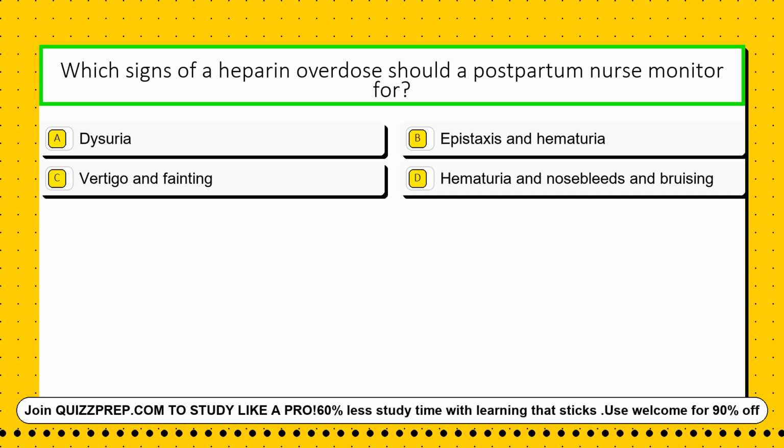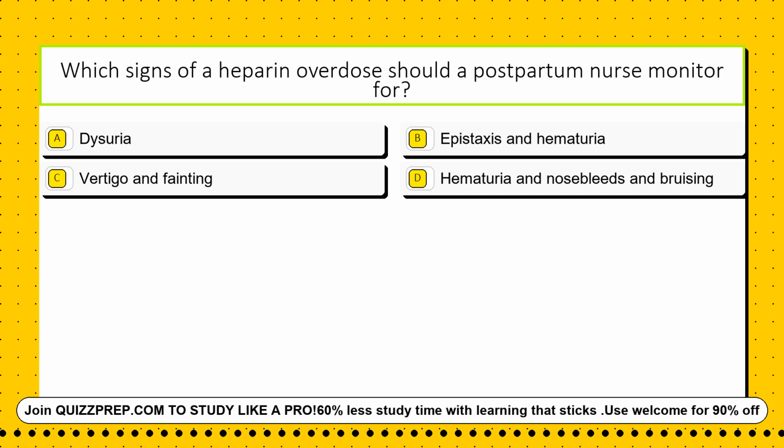Question 87. Which signs of a heparin overdose should a postpartum nurse monitor for? Option A. Dysuria. Option B. Epistaxis and hematuria. Option C. Vertigo and fainting. Option D. Hematuria and nosebleeds and bruising.